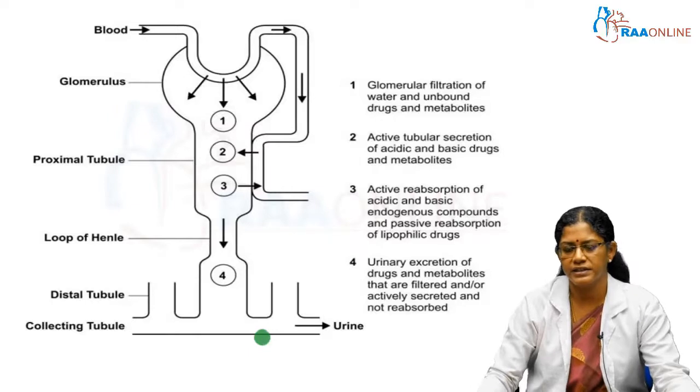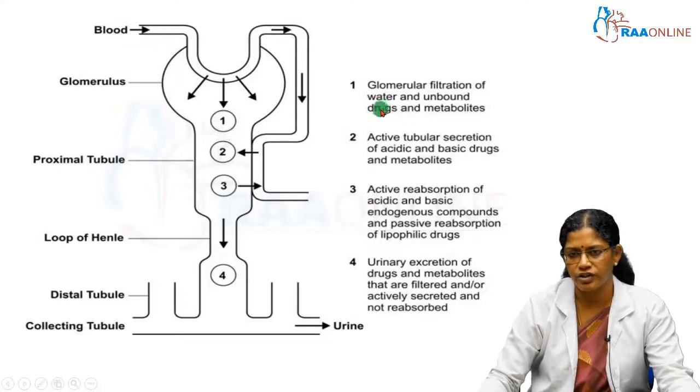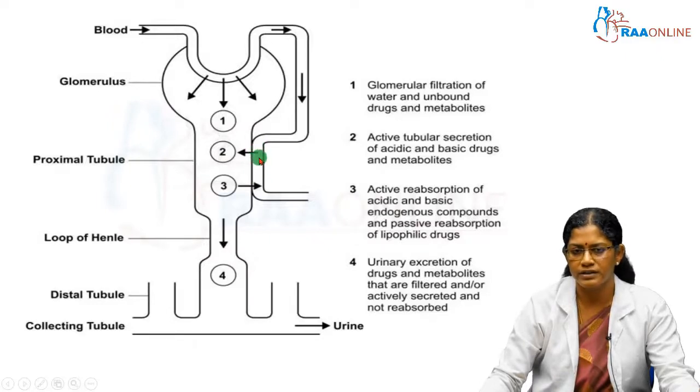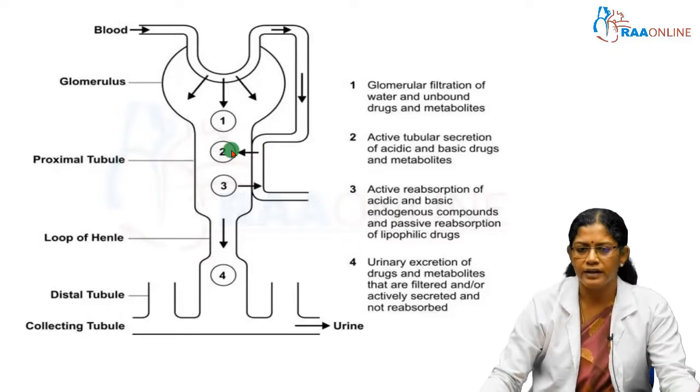This picture clearly indicates the excretion process. The first thing, this is the Bowman's capsule. The first process is glomerular filtration of water and unbound drugs and metabolites. So most of the drugs, 99% of the drugs, will get filtered in this Bowman's capsule. The second process is active tubular secretion of acidic as well as basic drugs and metabolites. Tubular secretion means, this is our body, these are the capillaries present in our body. From our body capillaries, drugs will get moved towards the proximal convoluted tubule, through organic anion transport as well as cation transport. It will get moved inside the proximal tubules to get excreted. So this process is called active tubular secretion.